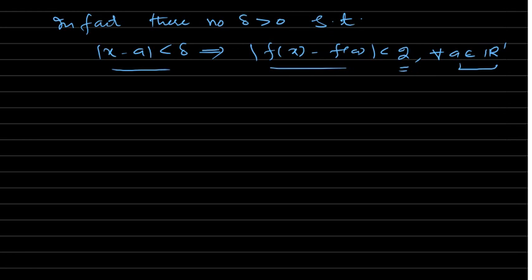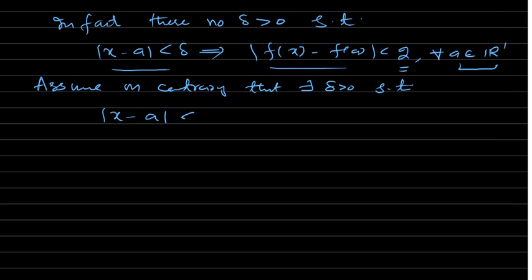So assume on contrary that there exists delta positive such that mod of x minus a less than delta implies mod of f of x minus f of a less than 2 for all a in R1, or you can write R or R1, that's one and the same thing.